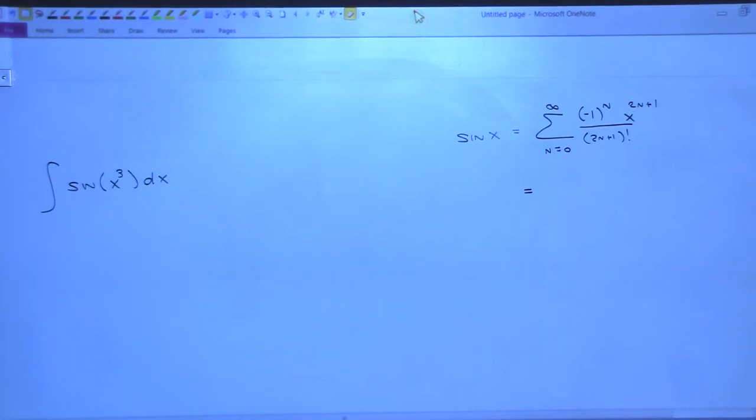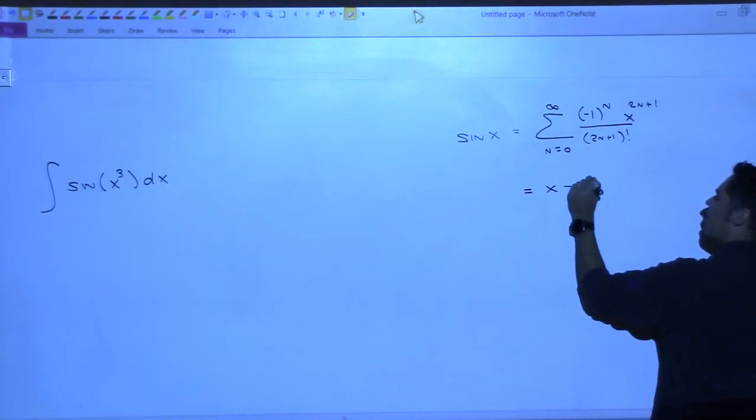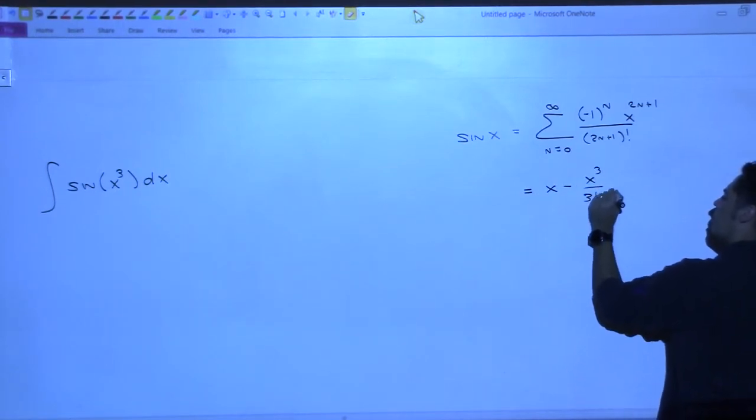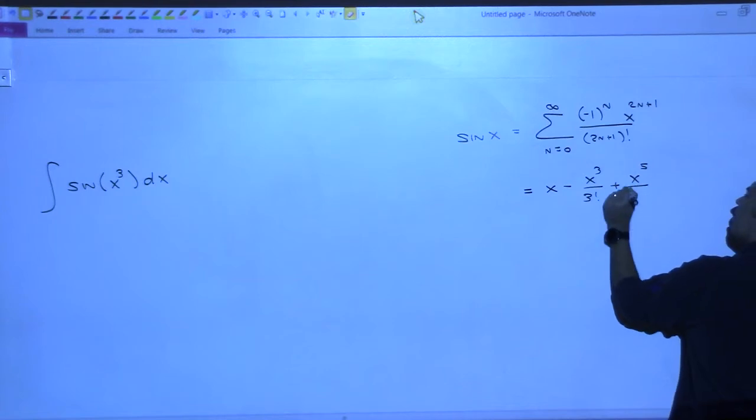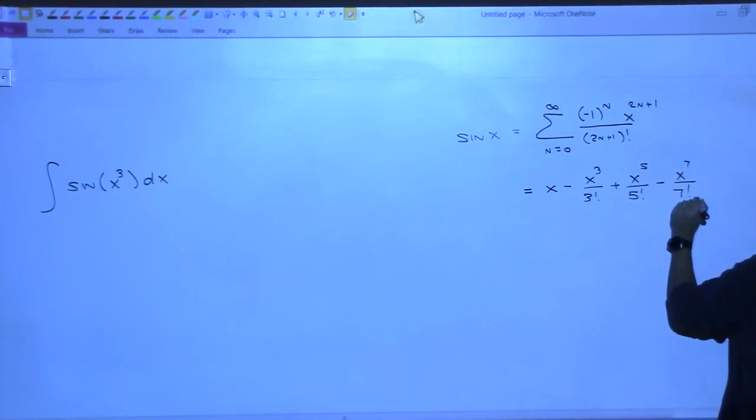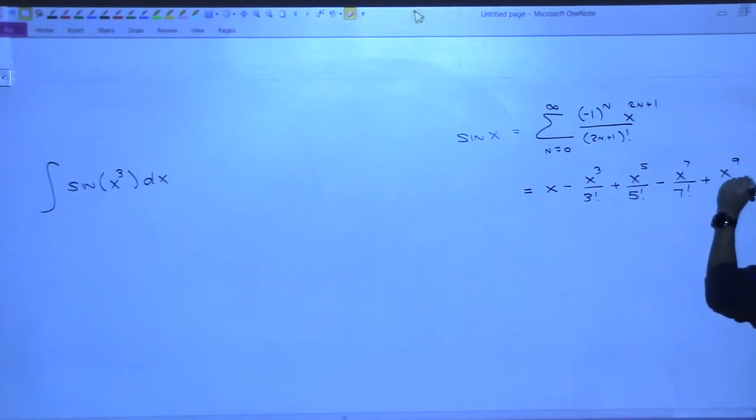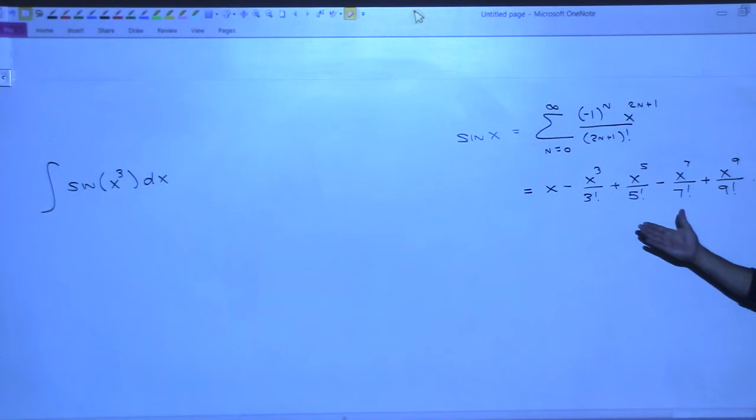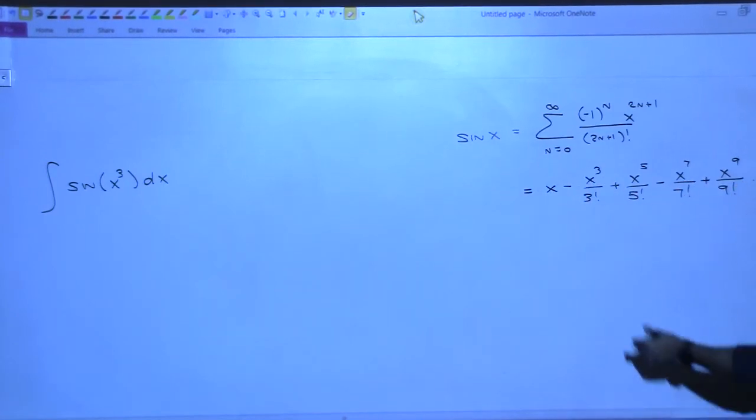So this is equal to x minus x cubed over 3 factorial plus x to the 5th over 5 factorial minus x to the 7th over 7 factorial. And you could keep going because we know what the pattern is, right? Dot, dot, dot. Okay, so that's what sine of x is. So what do we do to do that integral?